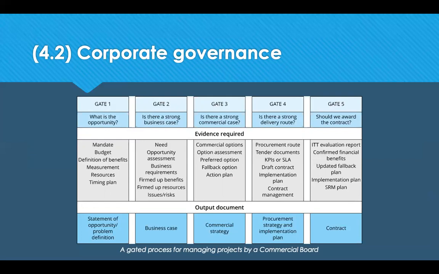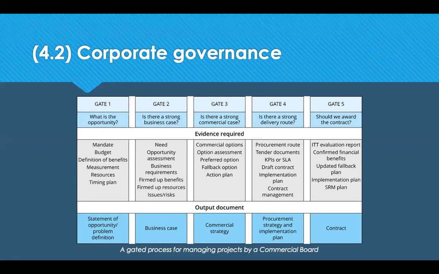So gate 1 looks at the opportunity. You need to basically produce a document that outlines the problem that you're trying to solve. Stage 2 would go into a business case. Is there a business case for this? What are the benefits? What are the resources? What are the issues? What are the risks? If it goes to gate 3, then you look at your commercial case. So there's a commercial strategy that comes out of this that looks at your preferred options, your fallback options, your commercial options.